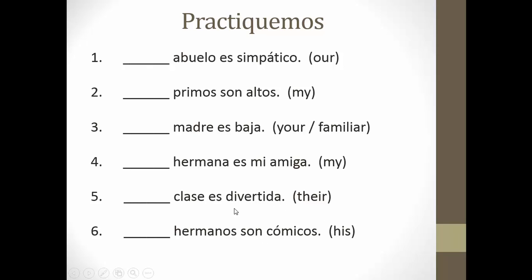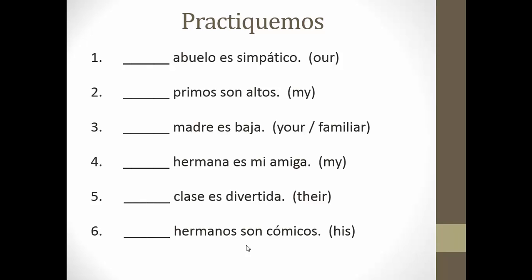Número 5. Their class is fun. Here we don't have to decide gender. We just choose su or sus. Su, because clase is singular, so su clase es divertida, their class is fun. And the last one, his siblings are funny, so either su or sus. Best choice is sus, because hermanos is plural. Sus hermanos son cómicos. Okay, pause the video at this time and fill out part E of your note guide, where it asks you to translate things such as my book and so on.